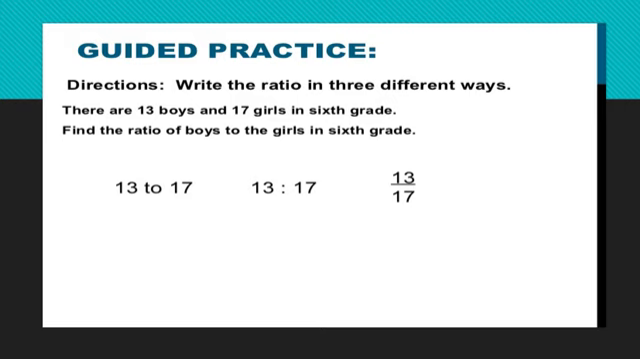Now let's see a few problems over here. We are required to write the ratio of 13 boys and 17 girls in 6th grade. In words we will write 13 to 17. In ratio form using colon we will write 13 is to 17. 13 is called antecedent, 17 is called consequent. Now while writing in a fraction form, it is antecedent upon consequent, that is 13 upon 17.